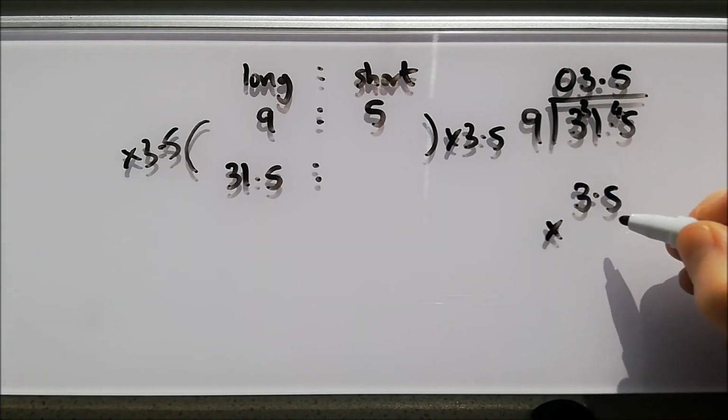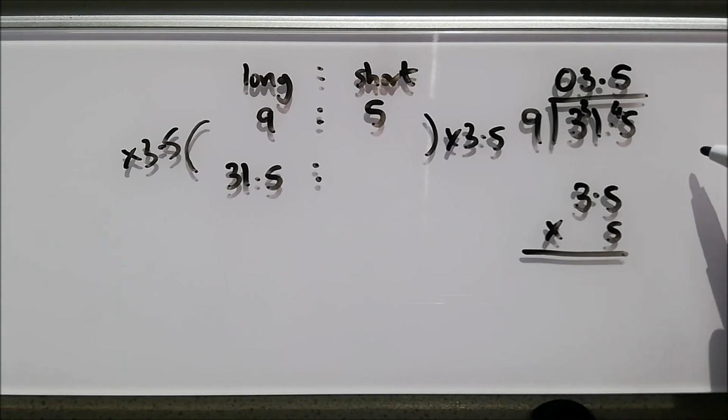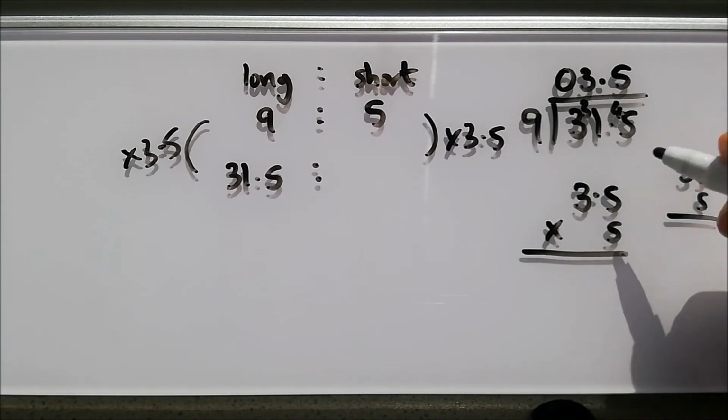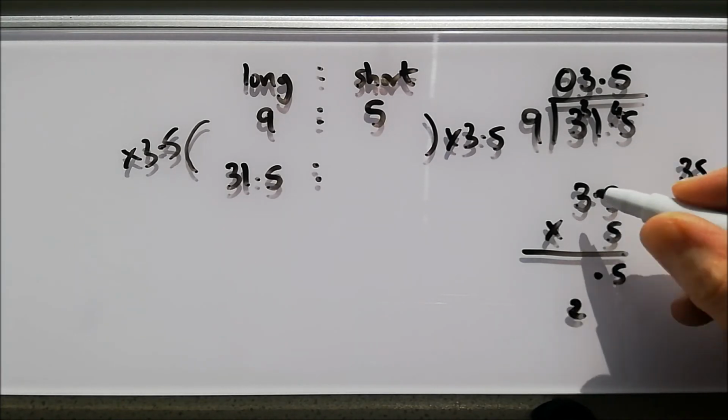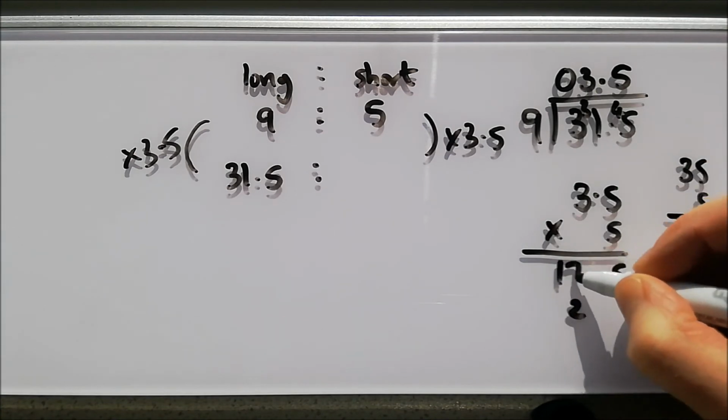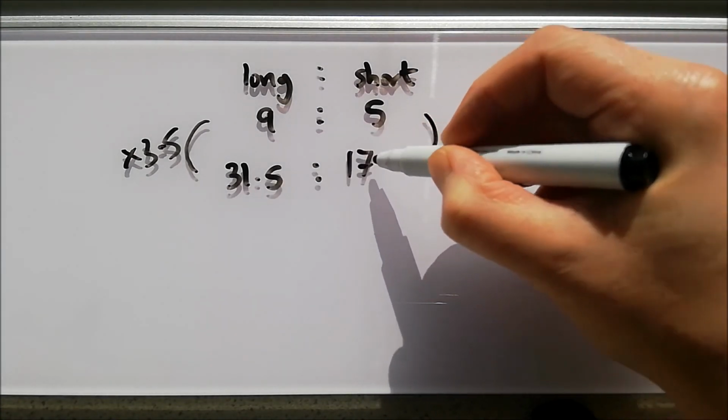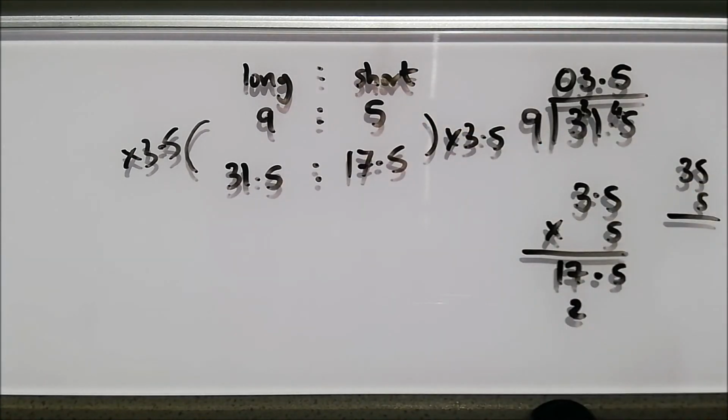3.5 times by 5. Or if you wanted to do 35 times 5 and then put the decimal point in at the end, that would be fine as well. 5 5s are 25, 5 3s are 15, 16, 17. So I'd have 17.5 as the answer for the short side.